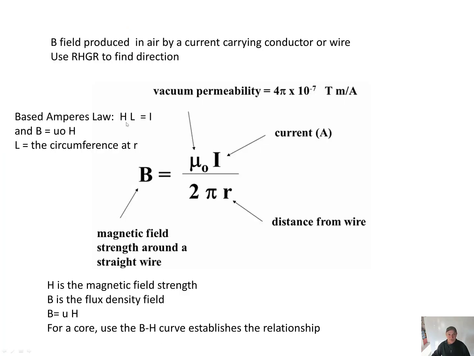Here's the B field produced in the air by a current carrying conductor or wire. Use the right hand grip rule to find direction. The vacuum permeability is 4 pi times 10 to the minus 7 Tesla meters per amp. Based on Ampere's law, HL equals I and B equals mu naught H. L is the circumference at R. So this is the formula for the B at a given distance from the wire. H is the magnetic field strength, B is the flux density field, B equals mu H. For a core, use the BH curve to establish the relationship.